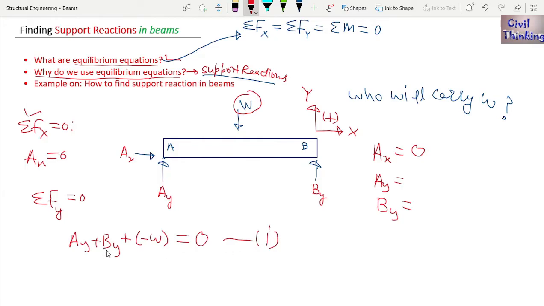Now what do we want? We want to find Ay and By, but what do we get? We get Ay plus By minus W equal to 0. We didn't get Ay and By individually. We have applied summation Fx equal to 0 and summation Fy equal to 0. Now we are going to apply summation of moment equal to 0.